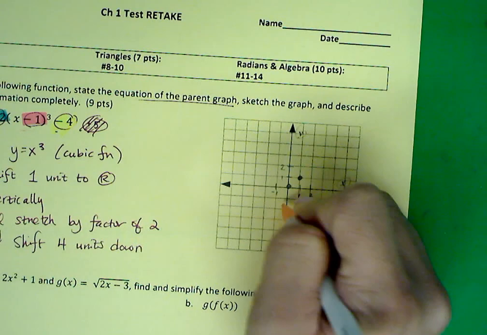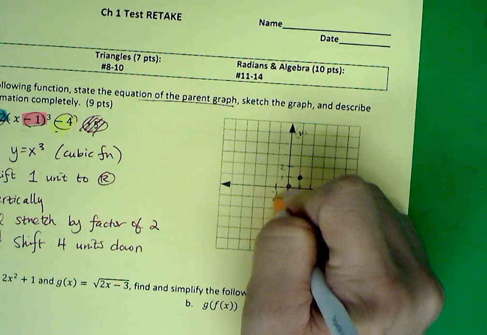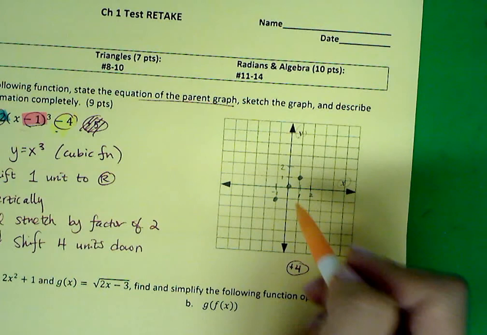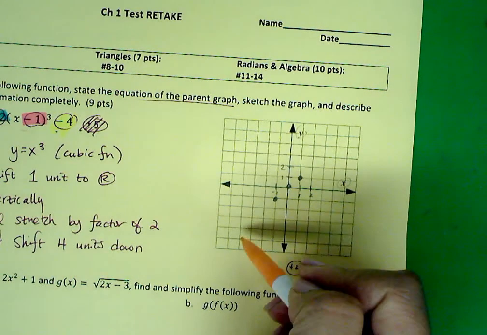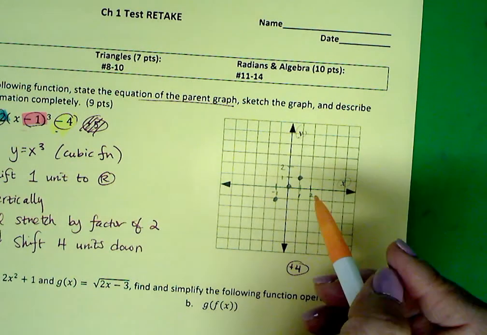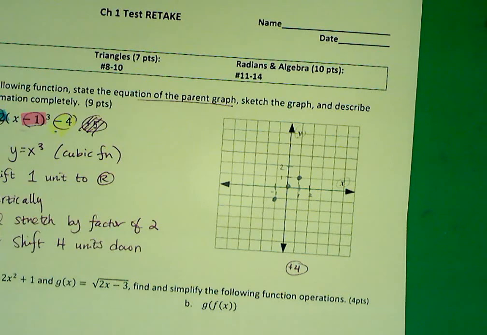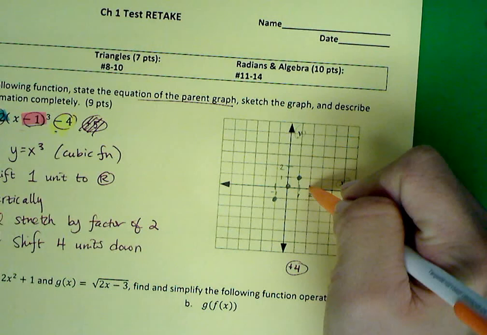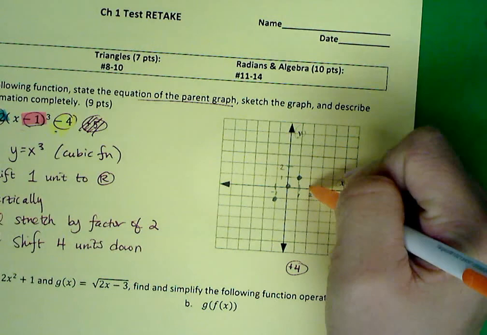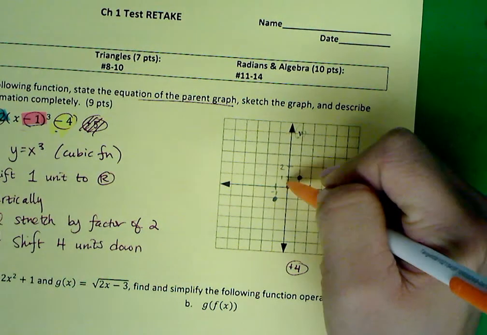So then should I go ahead and make a line now? No, because you know it's not supposed to be straight. It's cubic, right? So what other points do I need? 2 and 8. Why 8? Because 2 cubed, 2 times 2 times 2, is 8. Well, 1, 2, 3, 4, 5, 6, 7, 8. Oh, I could do that. Why not?